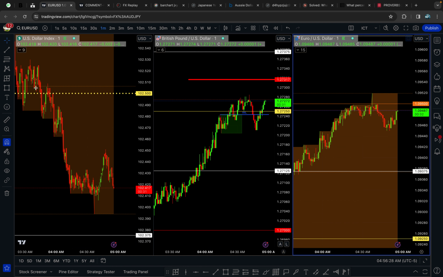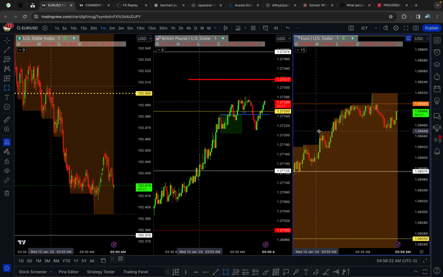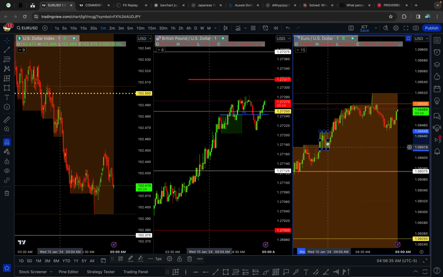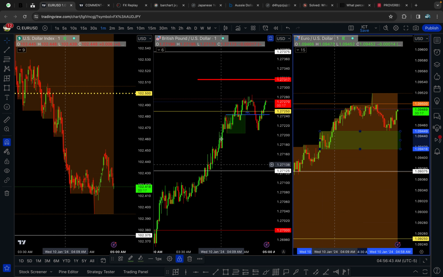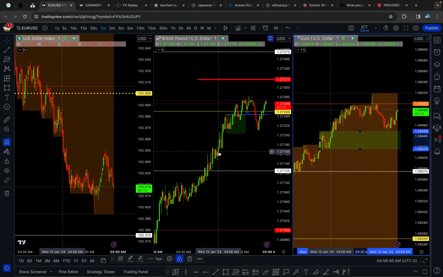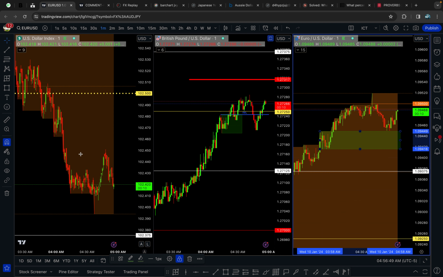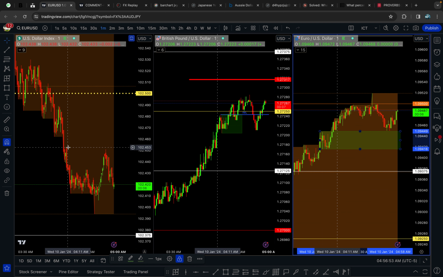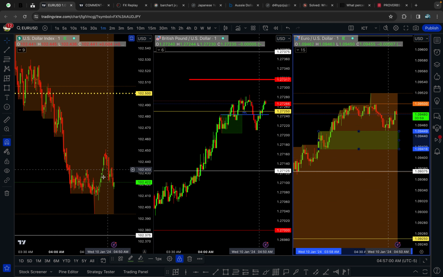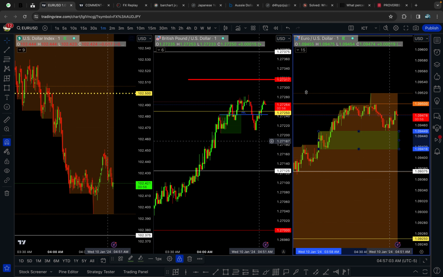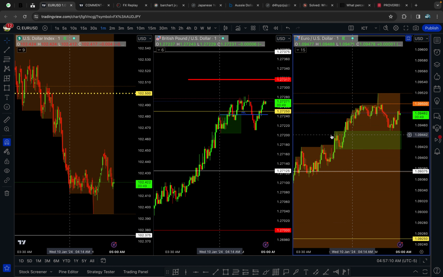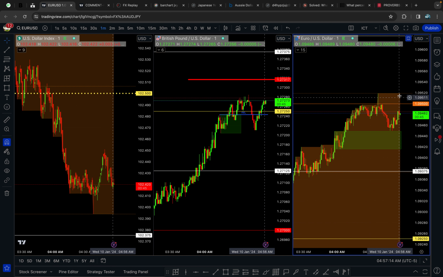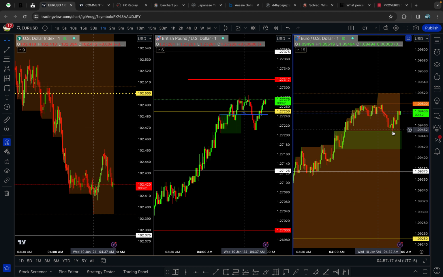So we had a perfect reaction off of this, right here. And it's not as clear right here, but that's why we use two pairs. It's not as clear here. Exactly what happened. But yeah, this is the type of thing that you look for to buy. It's not financial advice, but obviously that'd been a good spot right there.